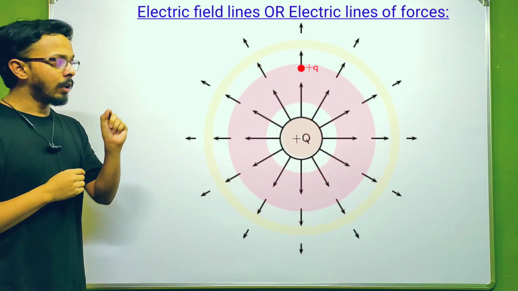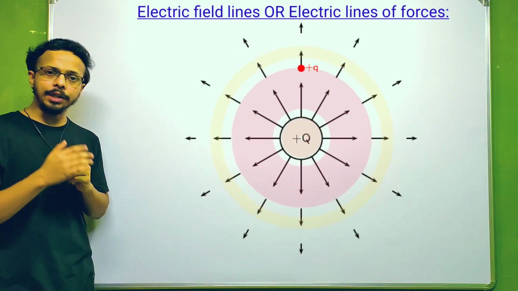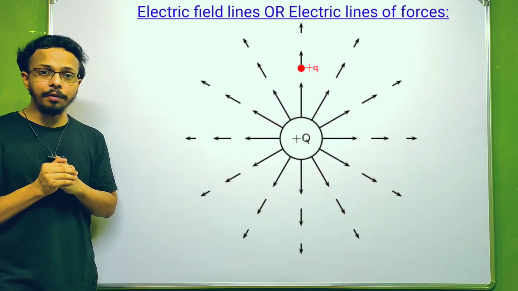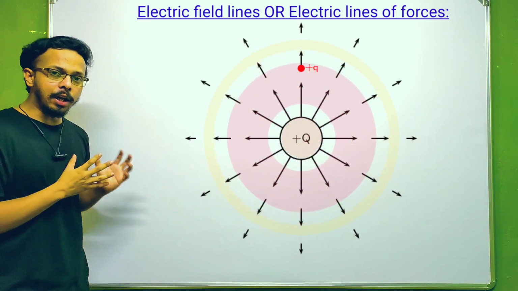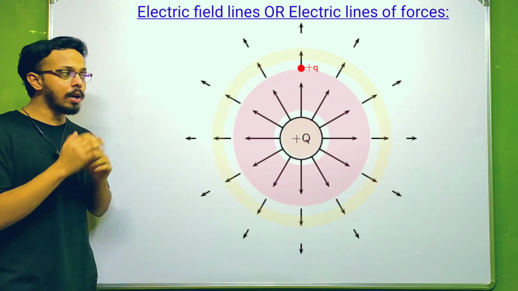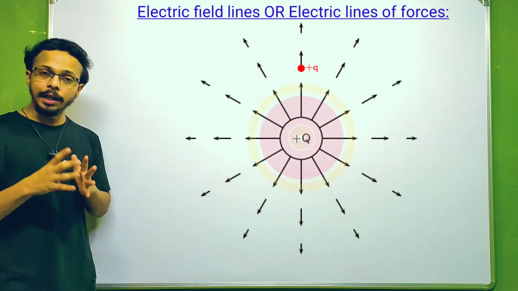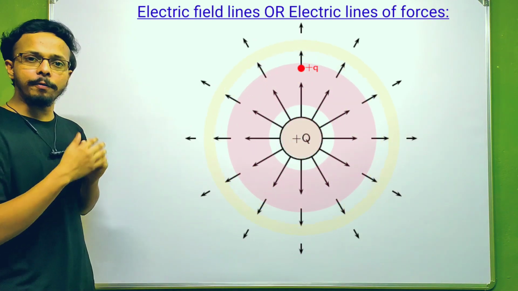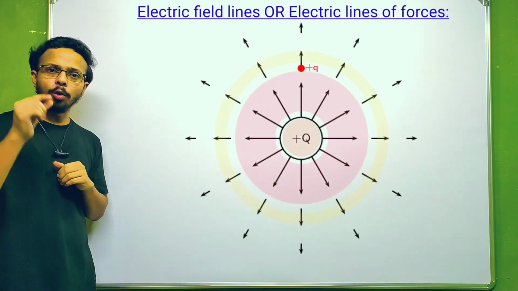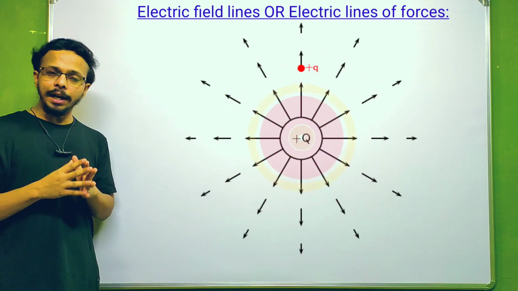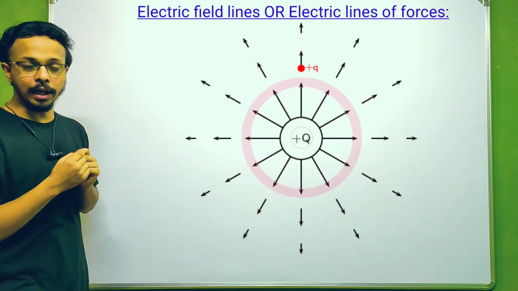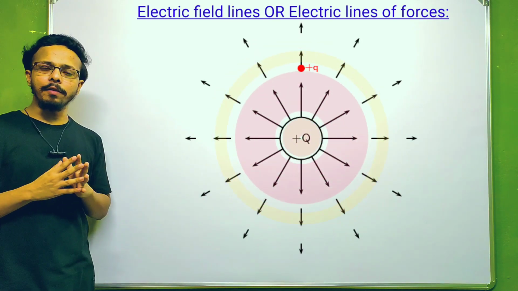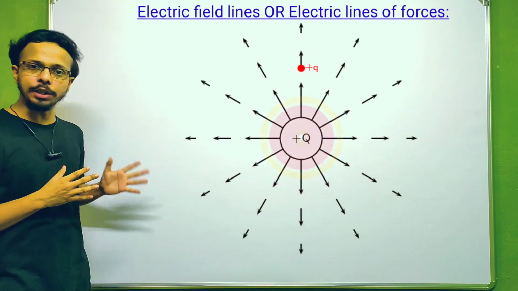So here the arrow indicates the direction and the size of the arrow indicates the strength of the electric field surrounding a charge. And here if you see, the length of the arrow near the charge is more. It indicates near the charge there is a strong electric field. As we move away from the charge, the length of the arrow goes on decreasing, which indicates the electric field strength goes on decreasing. Okay? So this is a classical way we can represent the electric field lines surrounding a positive source charge.